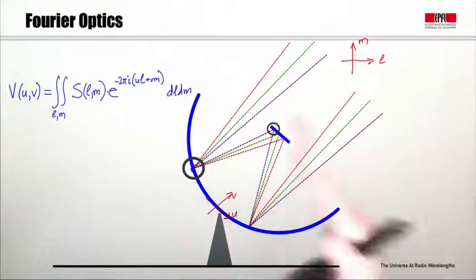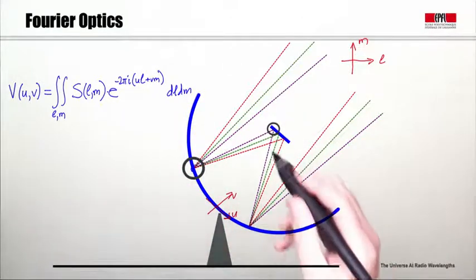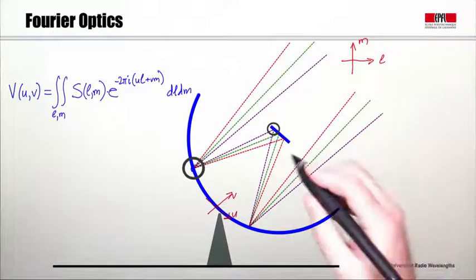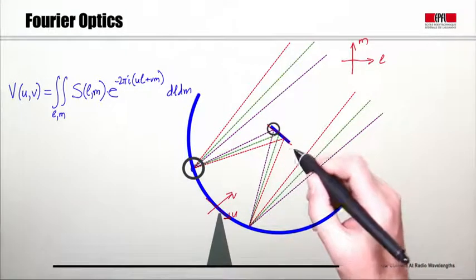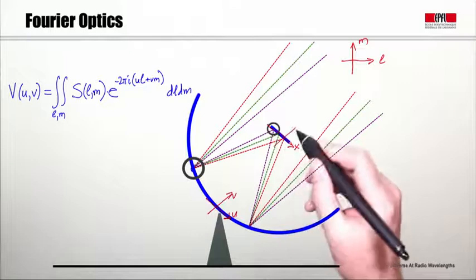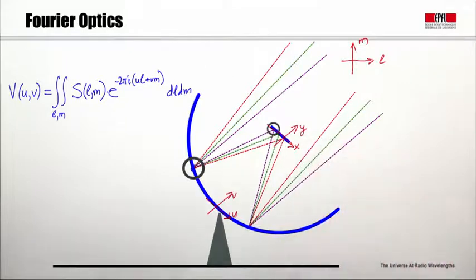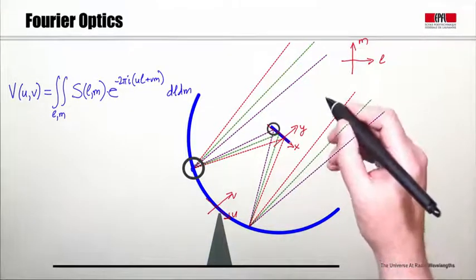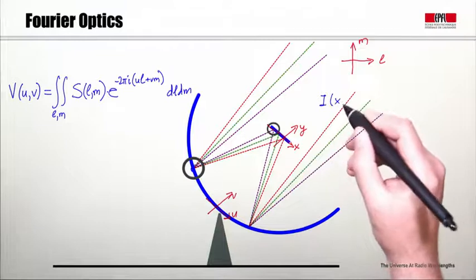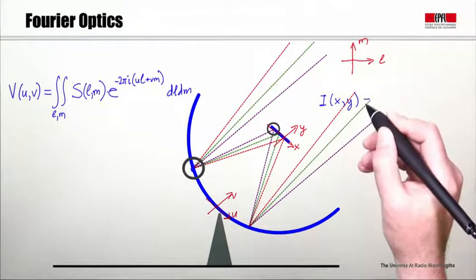Now the signal reflects off the dish, goes to our receiver, goes to our focal plane. So in the focal plane, let's say we have coordinates named x and y. Now, what is the electromagnetic field at the detector here? Let's call it I as a function of x, y, position on the detector.